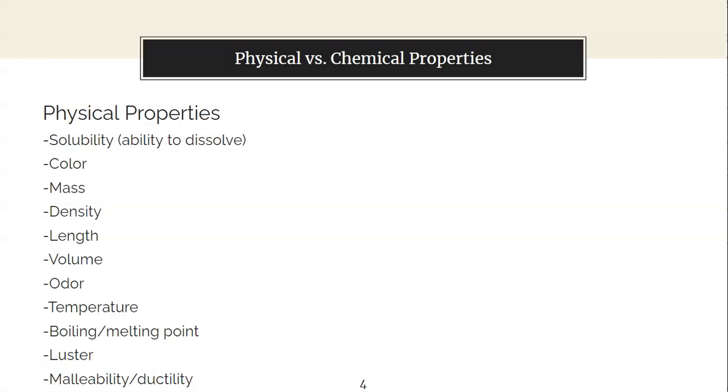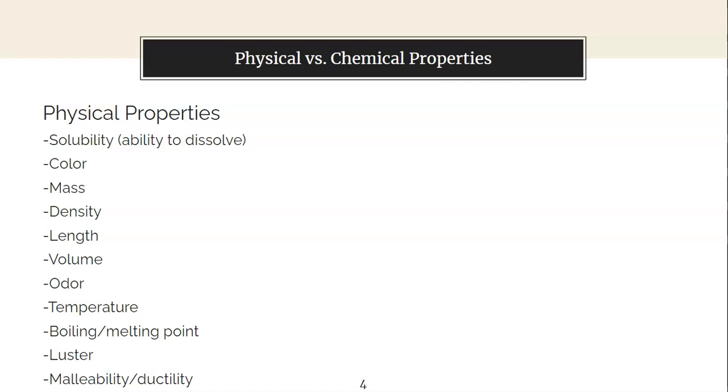So this is a not exhaustive list of physical properties, but it's a lot of them. So solubility, the ability to dissolve, is a physical property. When I dissolve something, I'm not actually changing the substance. And think about it, like if you take salt and dissolve it in water, I can evaporate the water and get the salt back, okay? I haven't changed the salt. Color, mass, density, length, volume, the odor, I can smell something without changing it.